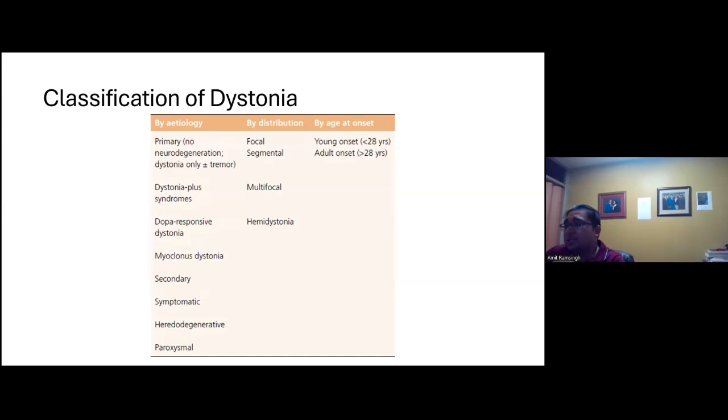In terms of the classification of dystonia, we could classify it by etiology, distribution, and age of onset. And that age is quite important, less than 28 years and greater than 28 years. Focal, multifocal, and more widespread called hemidystonia. Dystonia is the only clinical sign apart from tremor in primary dystonia, right? We see the etiology here, we have primary dystonia. So only dystonia is present, and there is no evidence of neurodegeneration.